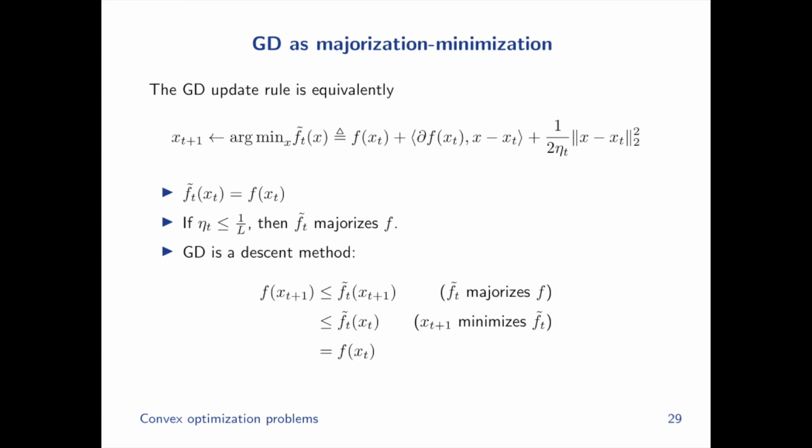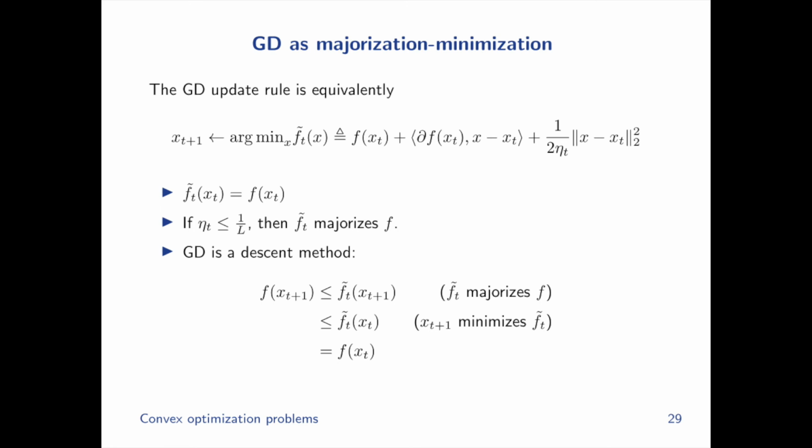So first, you know that f of x t plus 1, the function value at the next iterate, is less than or equal to f tilde at x t plus 1, because f tilde majorizes f, right? So the graph of f sits below the graph of f tilde t. Now, you know that x t plus 1 minimizes f tilde t, so that's how you get the second inequality. And finally, by the property that the surrogate is tight at x t, you get the last equality. And so you chain these inequalities together to get that f of x t plus 1 is always smaller than f of x t. And so gradient descent is a descent method, and the reason is that it has this majorization minimization property.